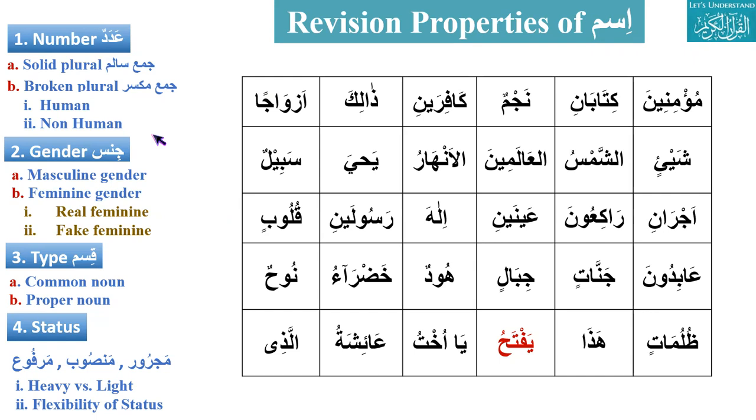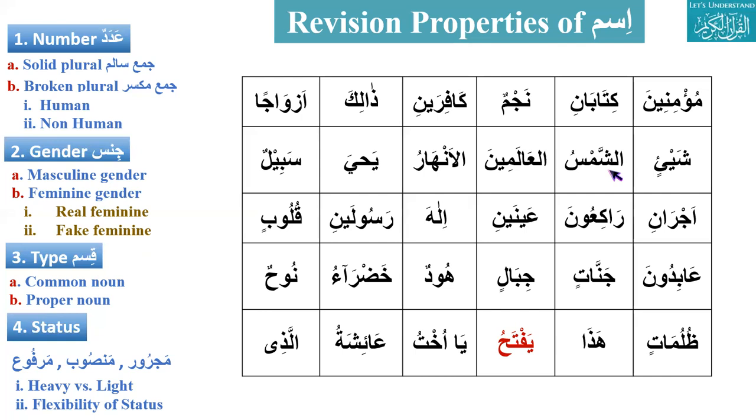Gender. Okay, I will come back to you. Ubaid, what is the gender for Shams? Feminine. Why? Because Shams means sun, and sun is feminine due to linguistic reason. Arabs say it that way. Okay. What about common noun or proper noun?